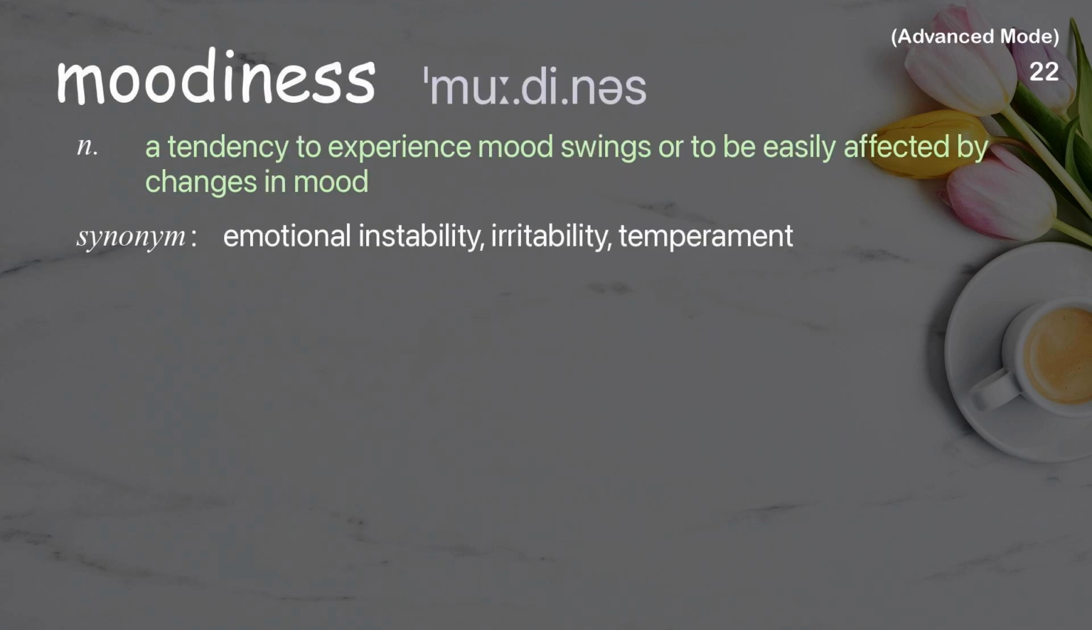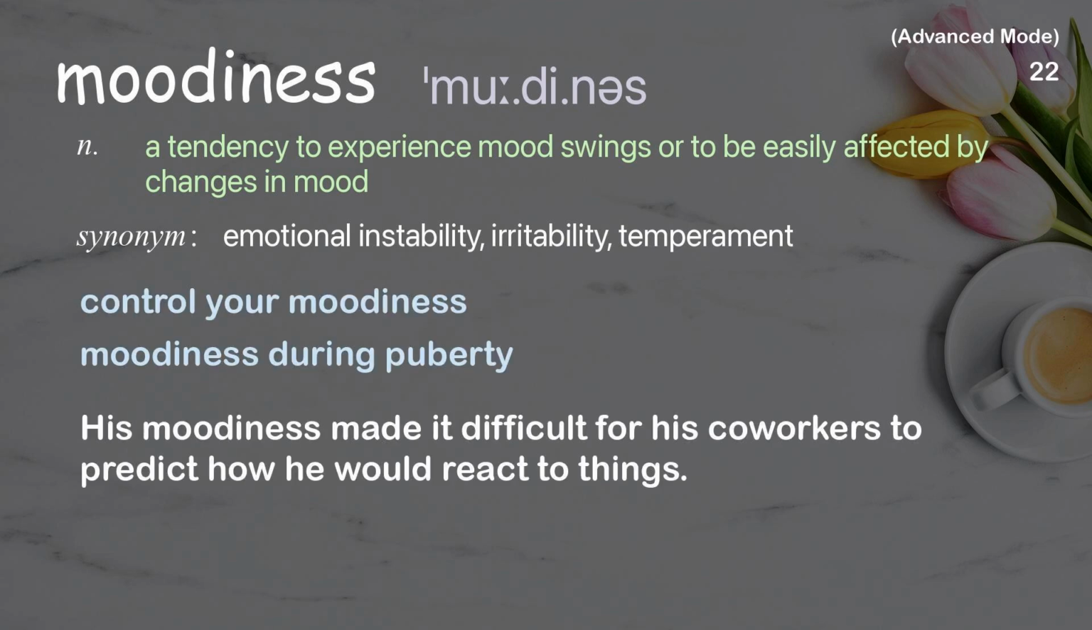Moodiness. A tendency to experience mood swings or to be easily affected by changes in mood. Examples: Control your moodiness. Moodiness during puberty. His moodiness made it difficult for his coworkers to predict how he would react to things.